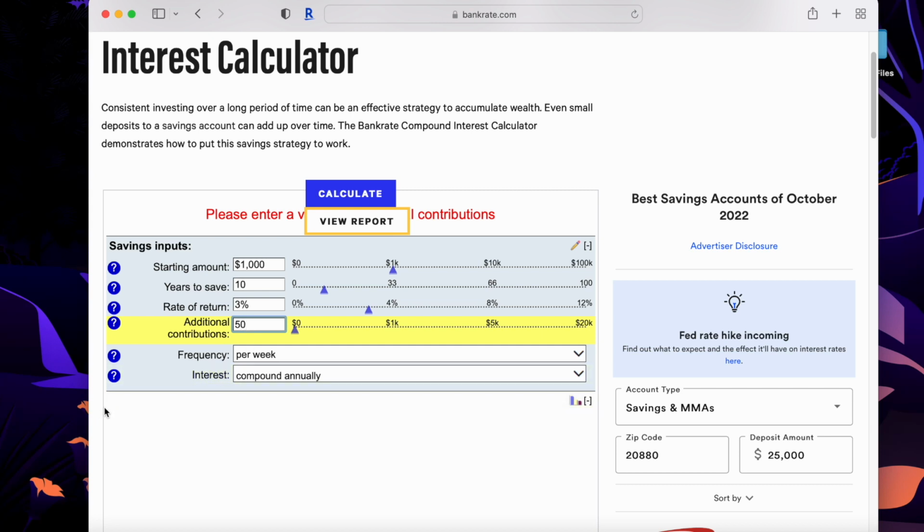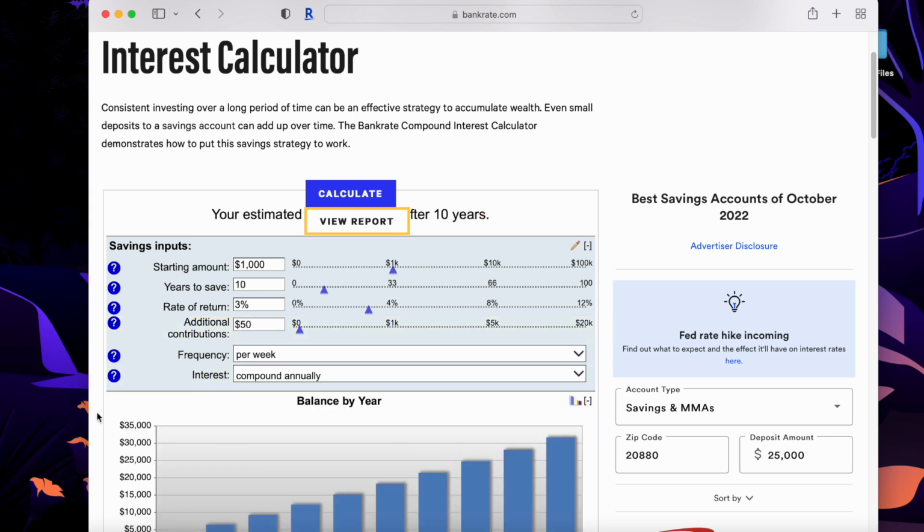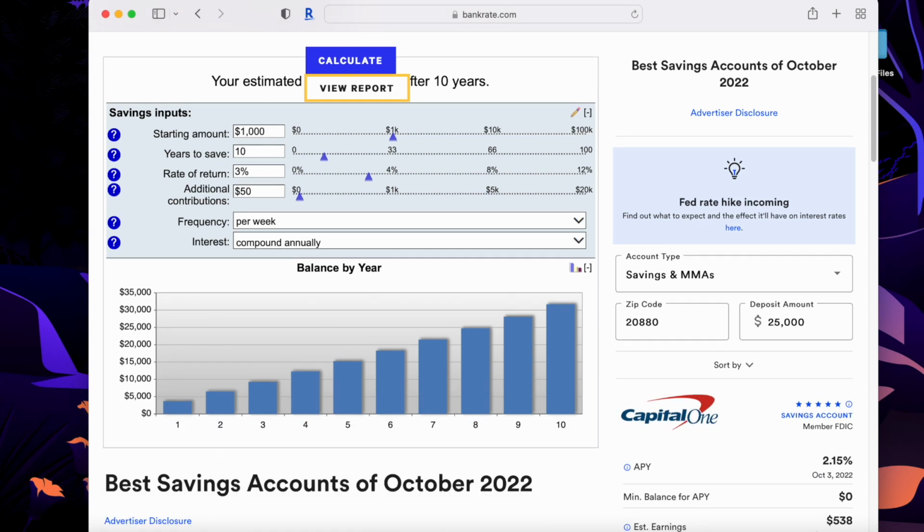Now you're like, what am I putting this into? Let's say it's an index fund, an ETF index fund. I'll go over what that is in another video if you're not familiar with it. But let's say we do that. And this is what it's going to look like after 10 years. So you started with 1,000. You're putting 50 per week additional, let's say every check.